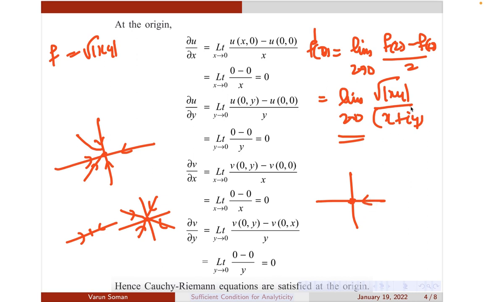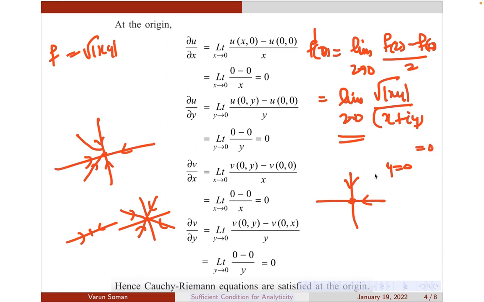What will happen to my limit? When I approach through the line y is equal to 0, my limit will become 0, right? Because the numerator is 0, so it will simply become 0. Even if I approach through the line x is equal to 0, through the y axis, then also my limit would be 0. So through these two ways the limit is actually 0. So it may appear that the limit is 0.